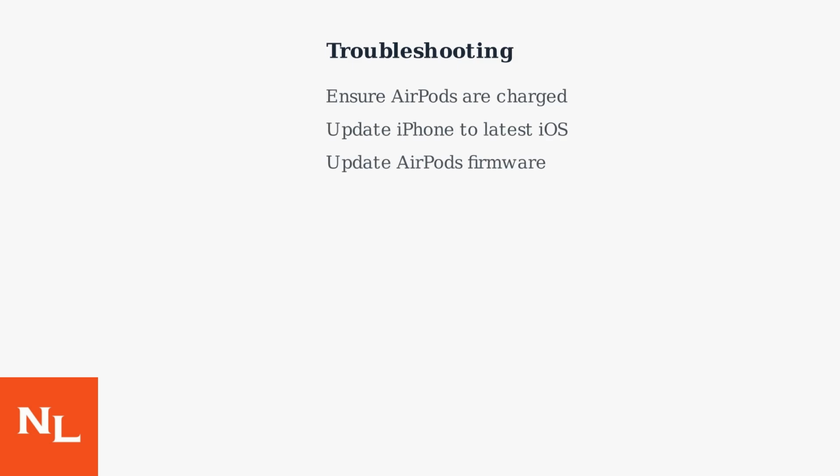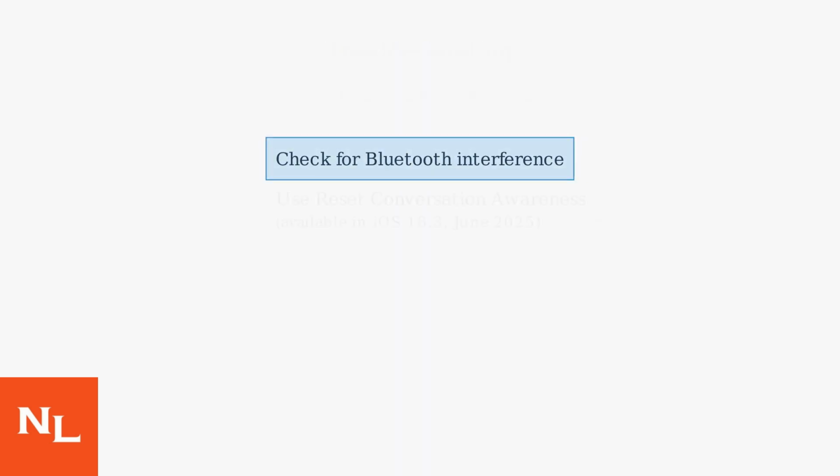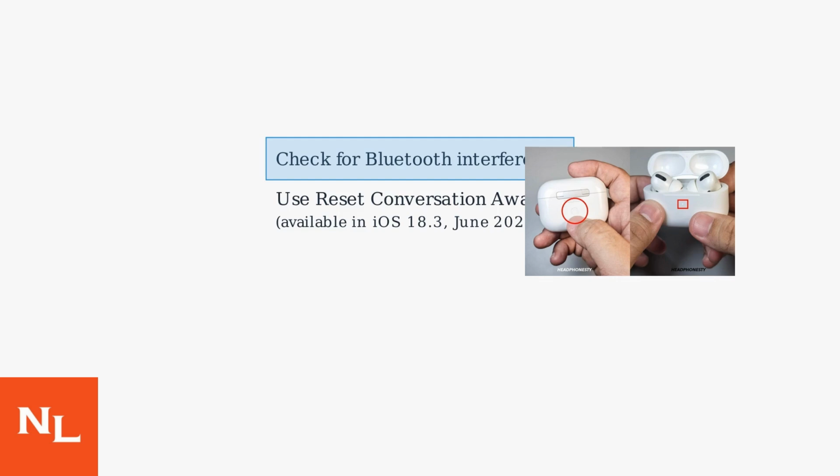If conversation awareness still isn't working after enabling and calibrating, start with these troubleshooting steps. First, ensure your AirPods are fully charged. Then make sure your iPhone is updated to the latest iOS version and check that your AirPods firmware is up to date. Next, check for any Bluetooth interference that might affect the connection.